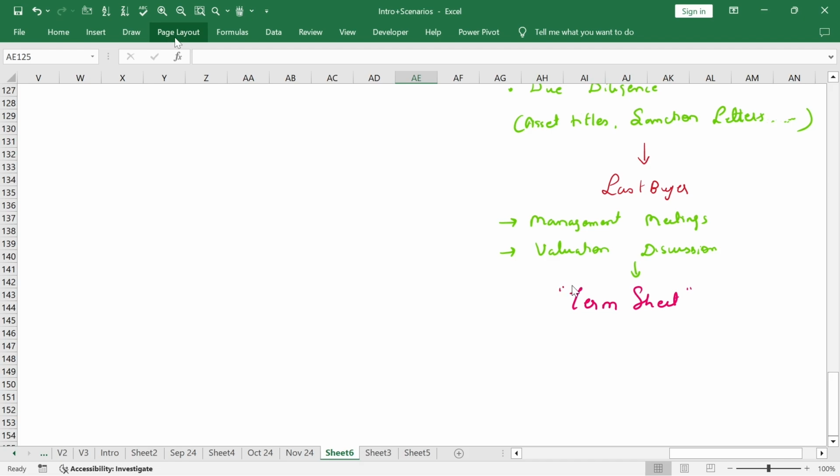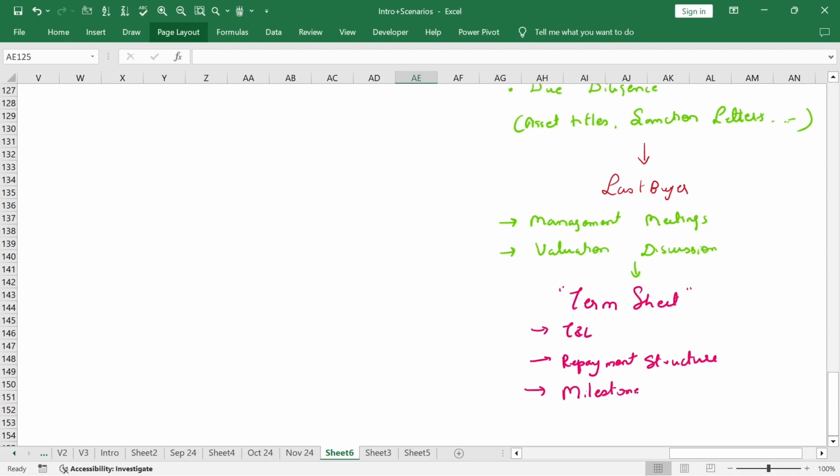Term sheet means that yes, the financial sponsor has agreed to give you the money. They are willing to infuse the funds into your business, and this is the legal document which captures all the details about the terms and conditions that the PE would put on the borrower, on that company, about the repayment structure. Then there is something called milestone based funding.